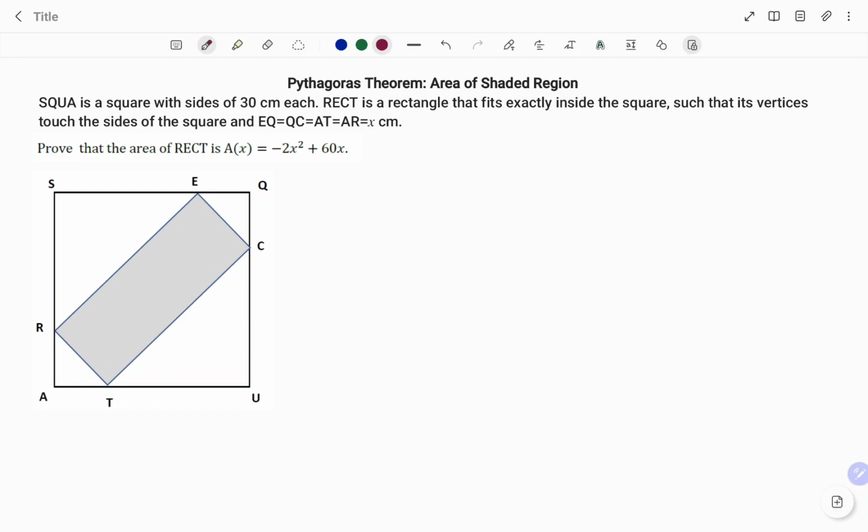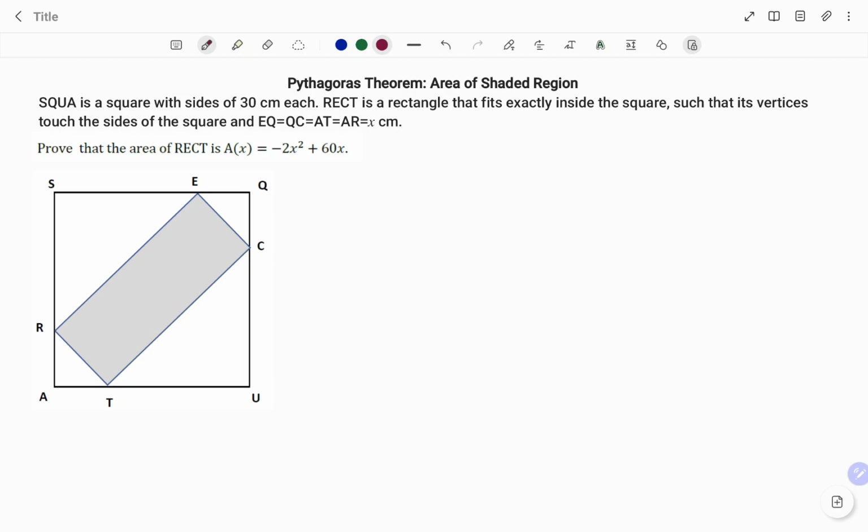In this video, I'm going to show you how to apply the Pythagoras Theorem in finding the area of the shaded region. We have SQUA is a square with sides of 30 centimeters each. RECT is a rectangle that fits exactly inside the square, such that its vertices touch the sides of the square, and EQ, QC, AT, and AR are all lines equal to x centimeters. We have to prove that the area of the rectangle RECT is equal to minus 2x squared plus 60x.